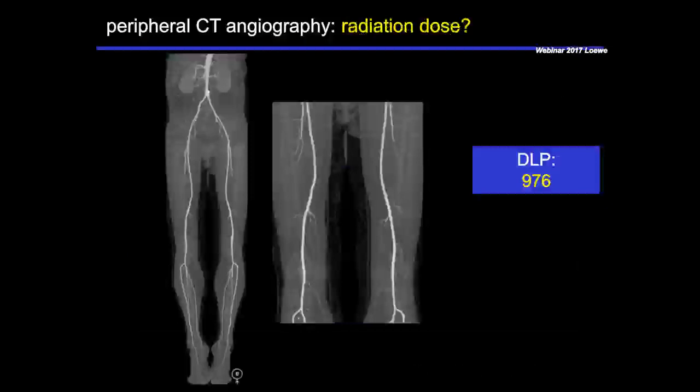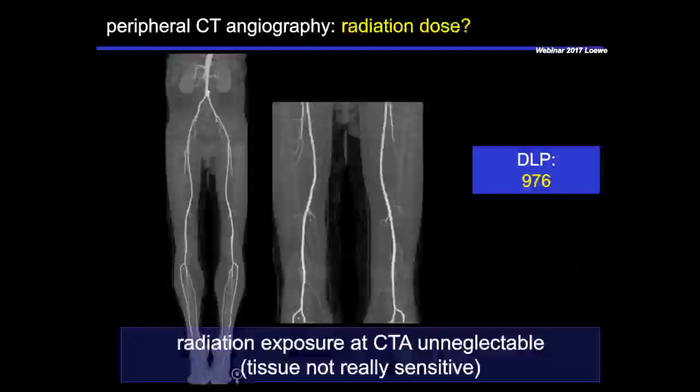In fact, in the beginning, of course, it was a high radiation dose examination as well. It's not as important as in other areas of the body because the legs are not really radiation sensitive. However, it's not only about the legs, it's even about the pelvic region, which is highly dose sensitive. So, of course, we have to apply all our dose-saving strategies even for the peripheral arteries.